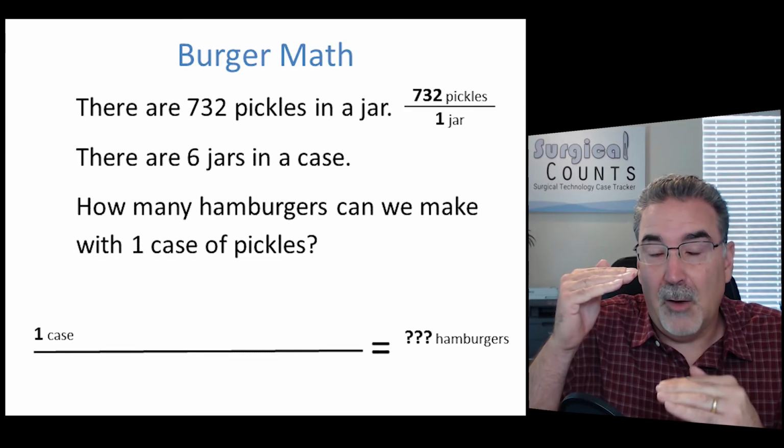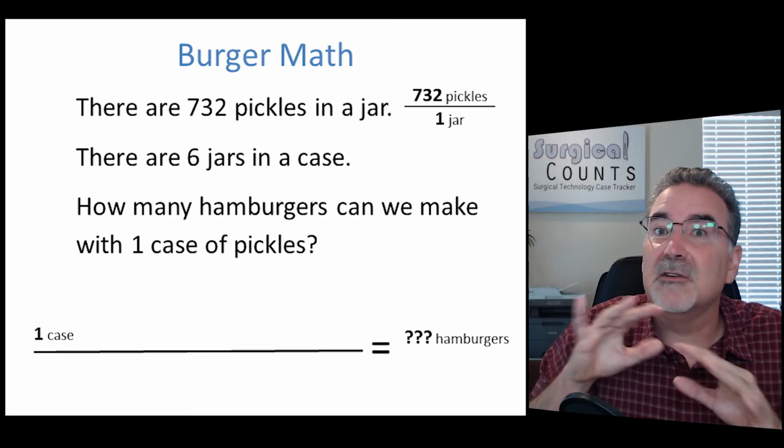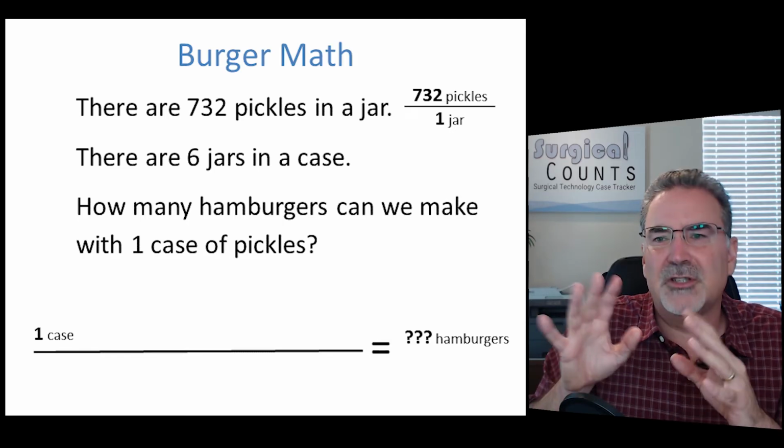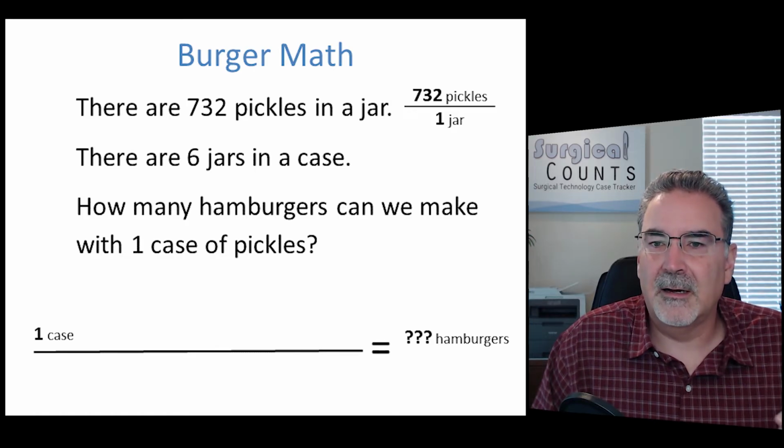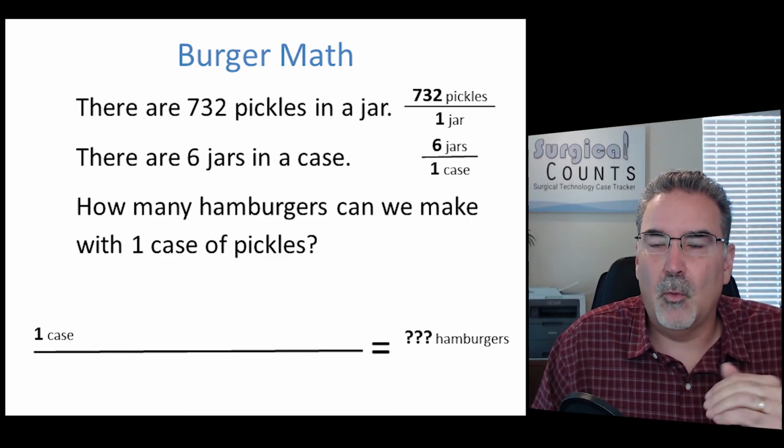Now we could write it the other way, 1 jar over 732 pickles. It still means exactly the same thing, but we're just going to write it this way just to keep it handy for now. Let's look at the second line. There are 6 jars in a case. So written mathematically, we can write that as 6 jars over 1 case.